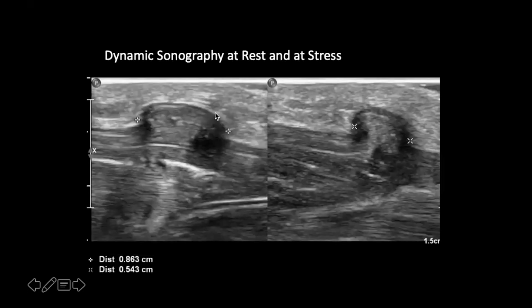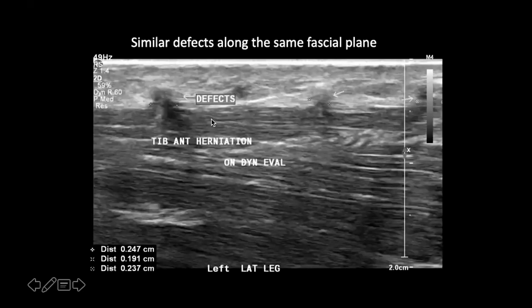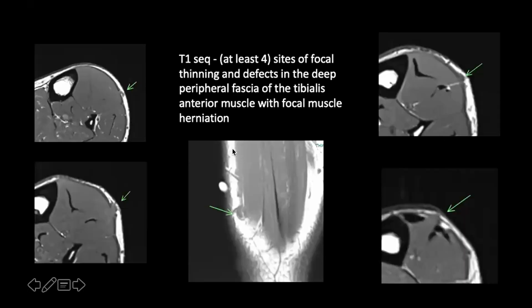So what we could see was a mushroom-shaped bulge of muscle which is herniating through this defect in the deep fascia, and which was smaller at rest and on stress was becoming very prominent. On panoramic images, we could see a discontinuity defect in the fascia, and this was tibialis anterior, which was herniating through.